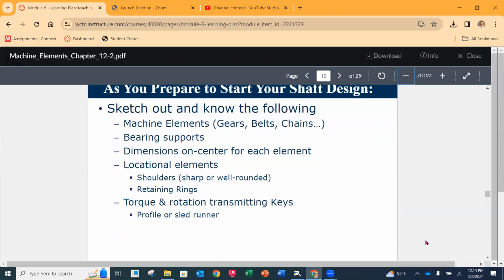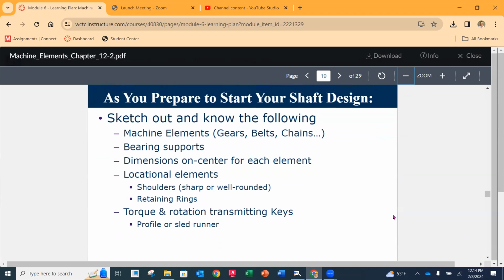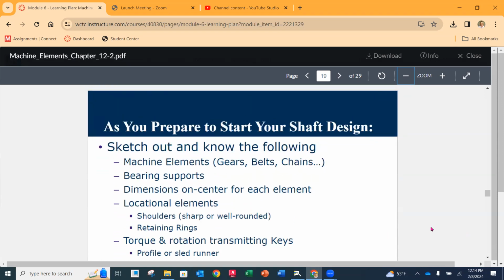Now, as we prepare to start our shaft design, you need to know some things. We're going to be given these as part of the problem statement in the example problems and in the problems that you're going to do for homework. But when we get to our gearbox design, like getting that process started, we're going to have to do some of this work up front, okay? Because in that case, you're just going to be given some specifications, and it's like, hey, there you go. So some things that we have to know in order to get to the shaft itself: number one, know what the machine elements are that are going to be on our shaft.